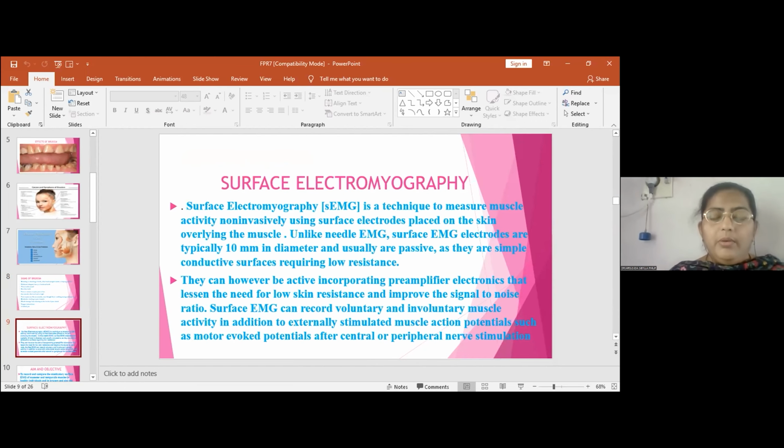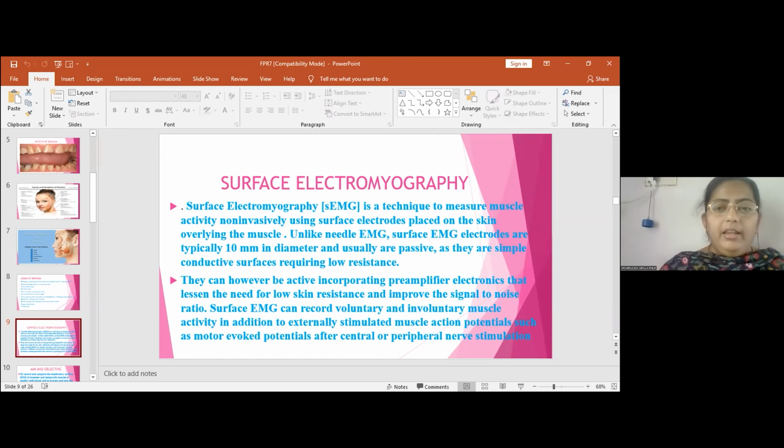So now we have found out a tool called surface electromyography. We know that surface electromyography measures the electrical activity of the muscles by placing surface electrodes, and it's a non-invasive procedure. Now we are going to see the role of surface electromyography in bruxism and how it is helpful in detecting muscle activity. It is a comparative study between normal individuals and bruxers.